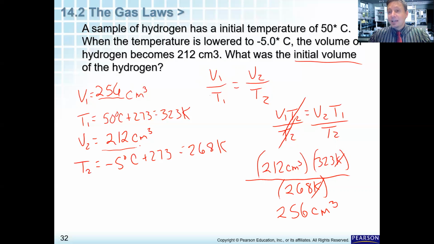So ladies and gentlemen, that's how you utilize Charles's law formula in solving problems dealing exclusively with volume and temperature when you're holding pressure and the moles of gas constant. So that is this particular section.